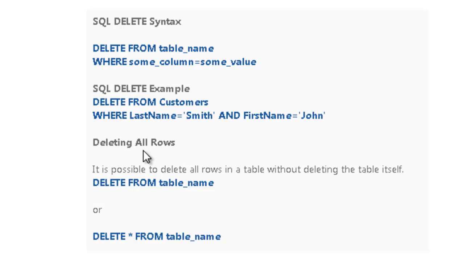In this example here, we can delete all the rows from the table just by issuing the command delete from and the table name, or of course delete asterisk from table name.